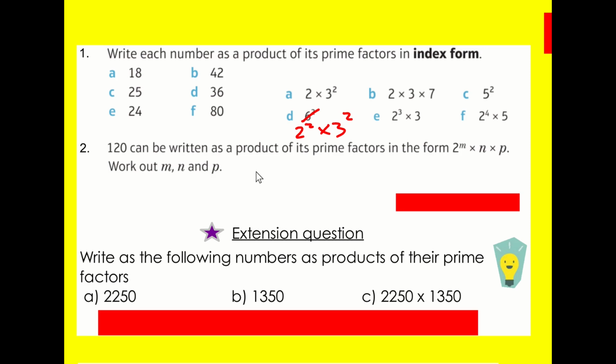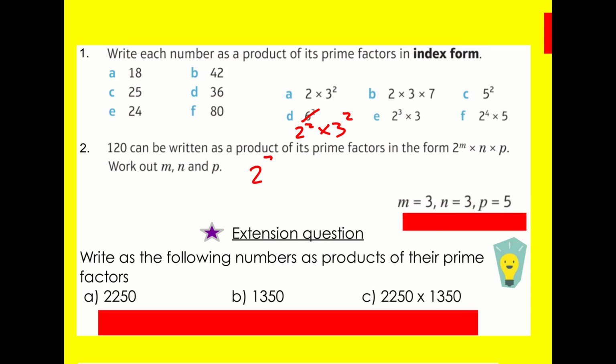Question 2 looks really confusing, but it's basically just asking us to write 120 as a product of prime factors. It's actually giving us what it will look like at the end. So the answer is this, and it would have been 2 to the 3 times 3 times 5. So if you got that, you're basically there. You just got to then say what M, N, and P are. So just be careful with this sort of thing.